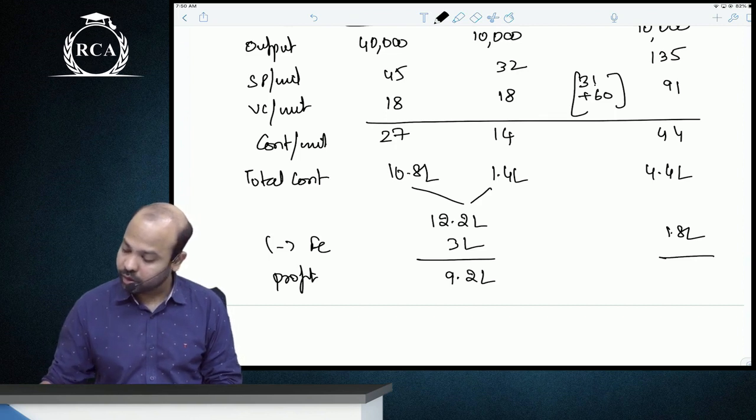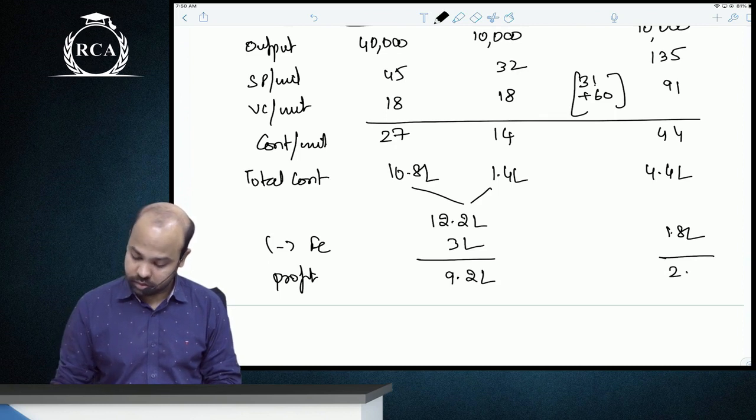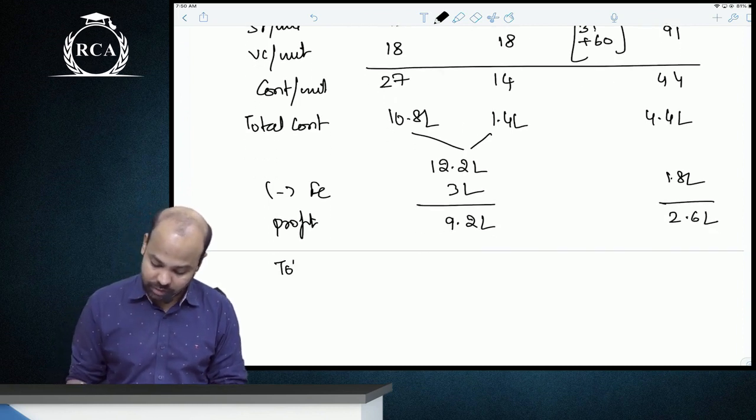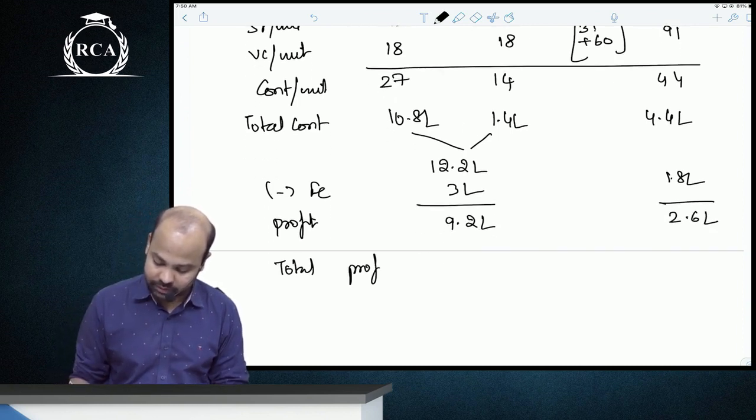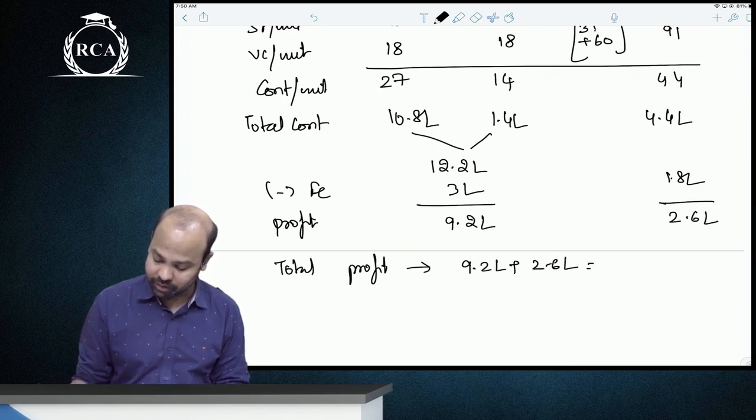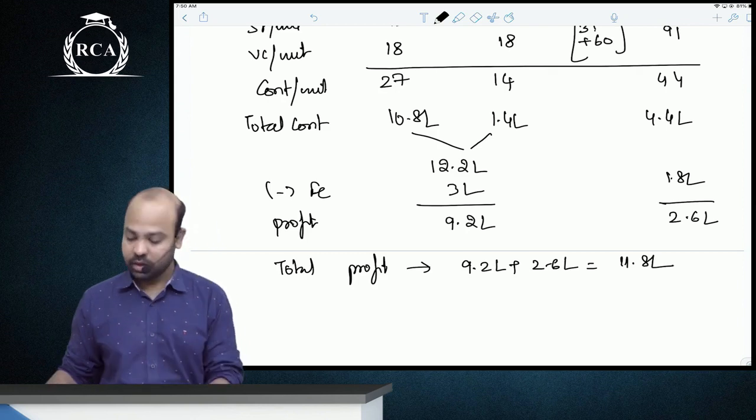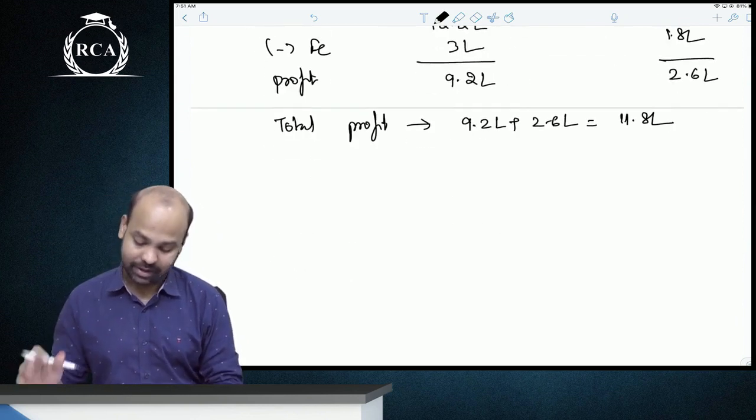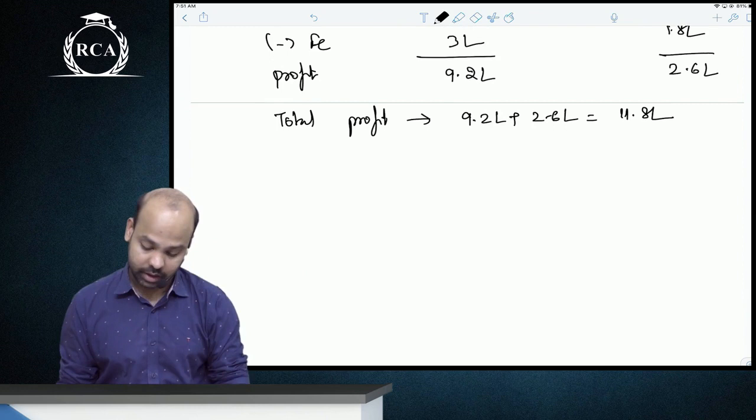9.2 lakhs. 4.4 minus 1.8 is 2.6 lakhs. The total profitability of the company, guys: total profits 9.2 lakhs plus 2.6 lakhs is 11.8 lakhs. 11.8 lakhs. If I compare, guys, please pay attention.